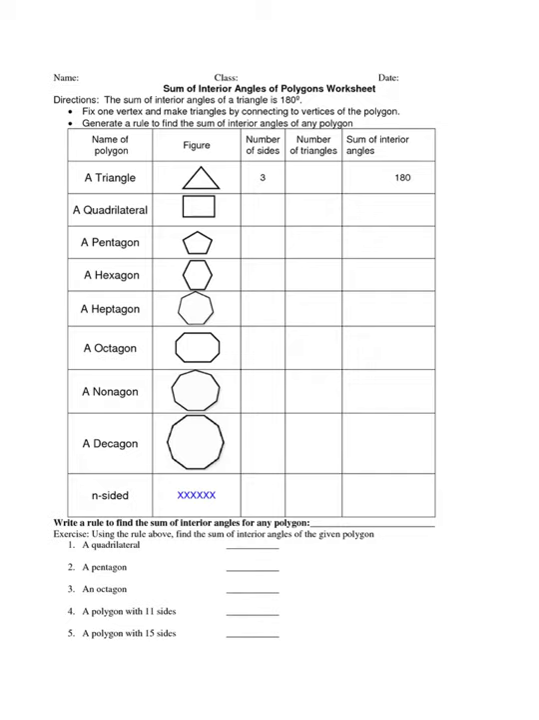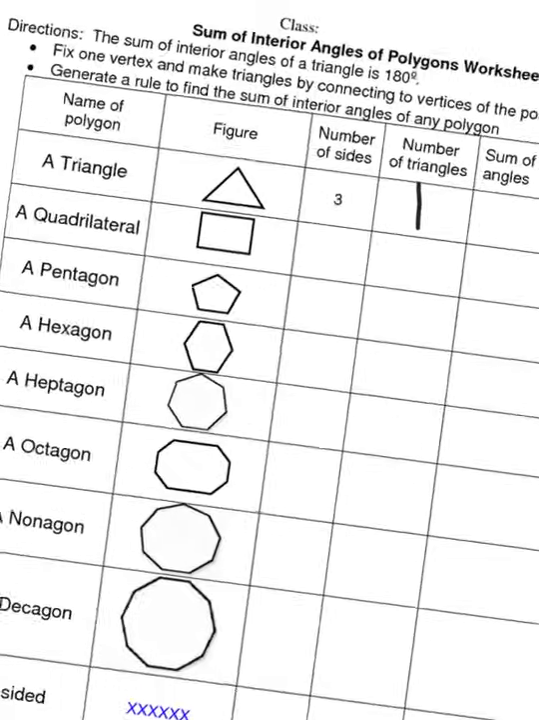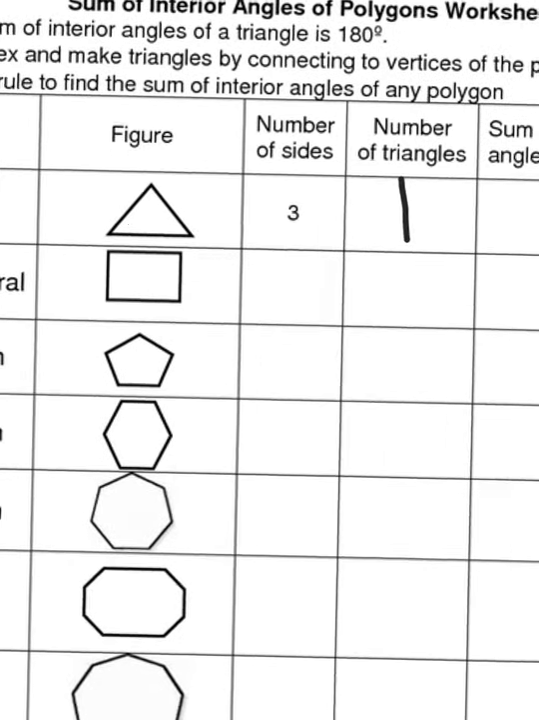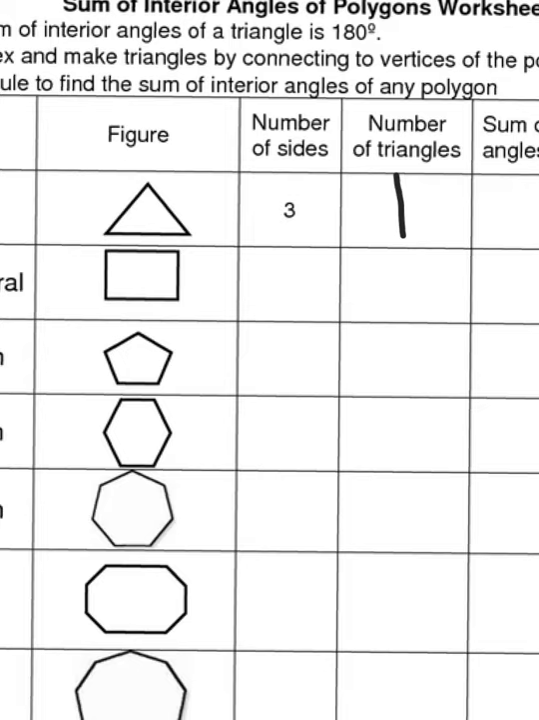If you remember from the other day, we discovered that a triangle is always going to have 180 degrees as the sum of its interior angles, and that is because it is one triangle. Now what we're going to do is use that idea of triangles to split up some of our other figures to determine how many degrees are in that figure based on the number of triangles that there are.